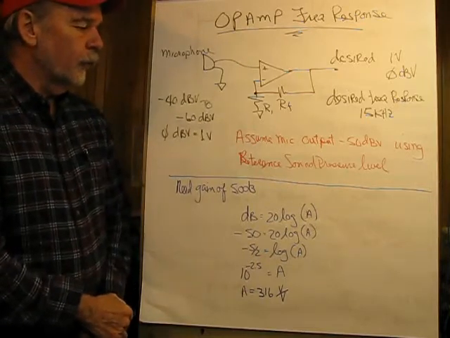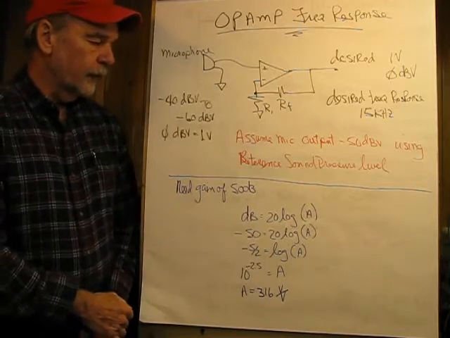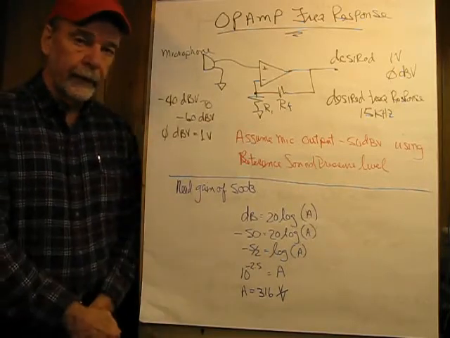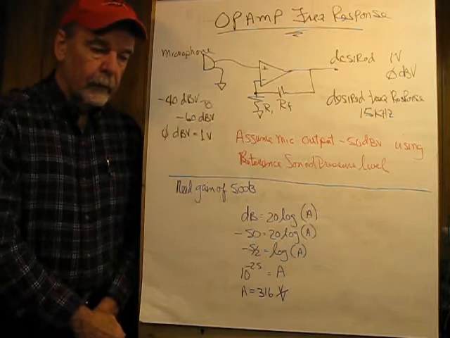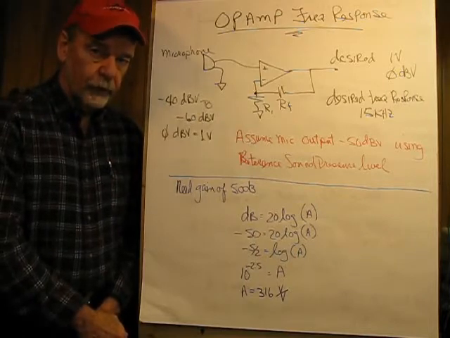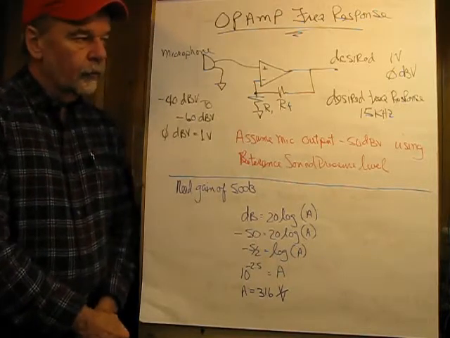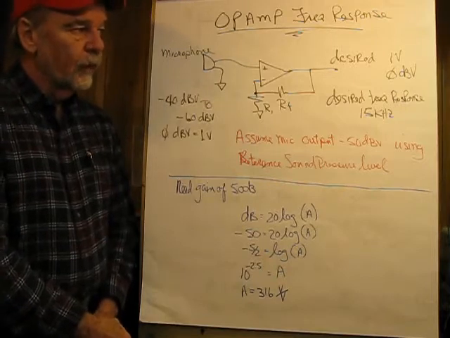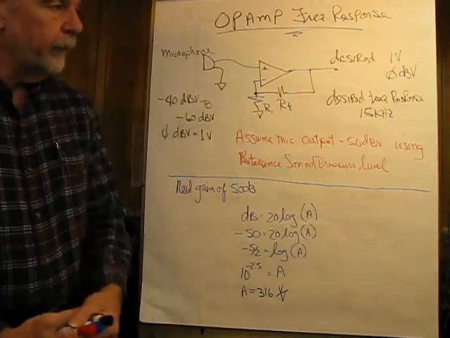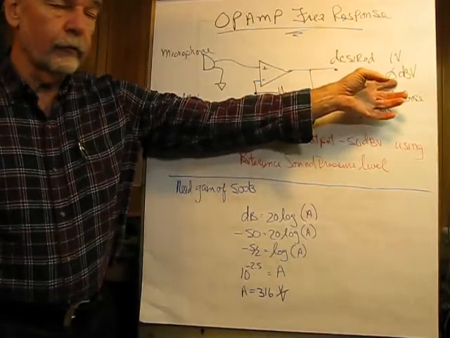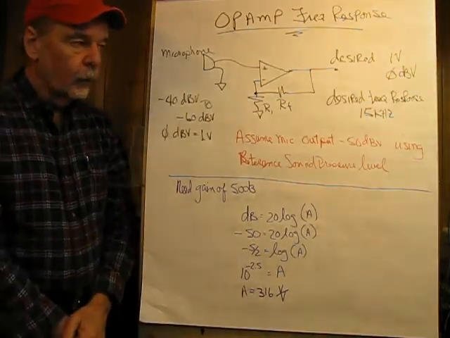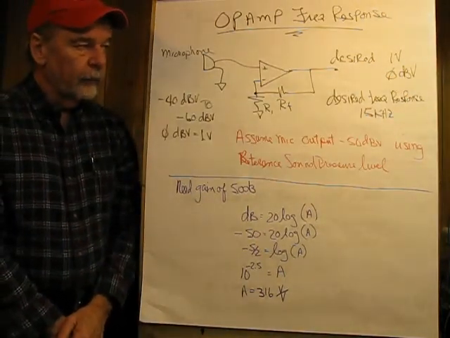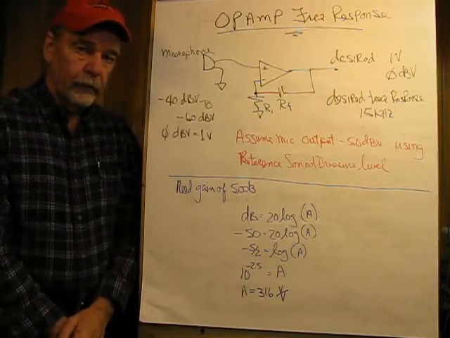Suppose I have a microphone, and the typical output level of a microphone is from -40 to -60 dBV, and that relates to a given sound pressure level. And suppose we want to get this up to 1 volt output, and that would also be our reference level, 0 dBV, 1 volt, and I desire a frequency response here of 15 kilohertz.